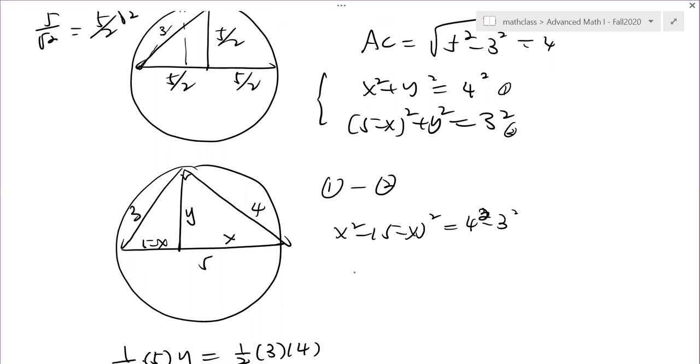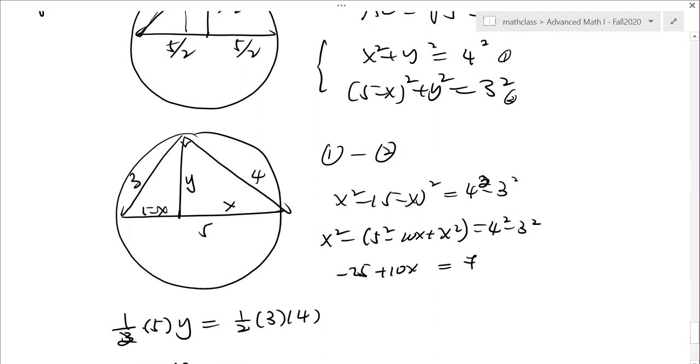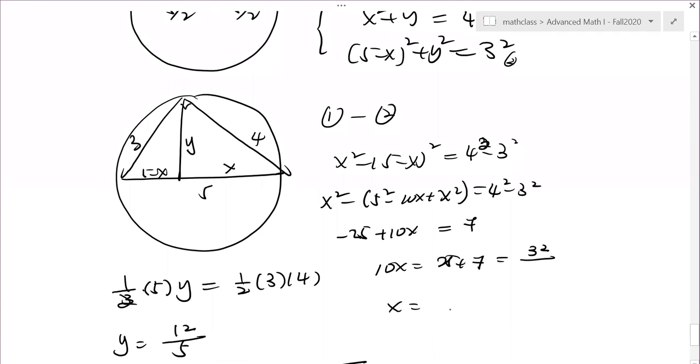So x squared minus 5 squared minus 10x plus x squared. The x squared is gone, so negative 25 plus 10x equals 16 minus 9, which is 7. So 10x equals 25 plus 7, which is 32. x is going to be 32 over 10, that's 16 over 5. It's the same answer, right?